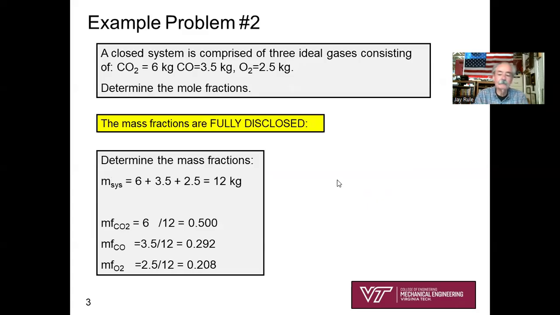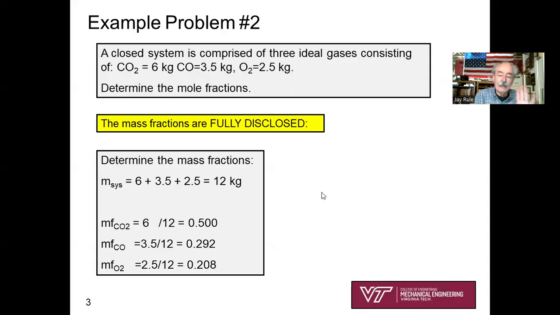Okay, and so here we go. It looks like I've already talked about this slide, haven't I? The mass fractions are really fully disclosed, even though they're not specifically calculated for you. So the mass fraction MF of the CO2 is 0.5. The mass fraction of the carbon monoxide is 0.292, and the mass fraction of the oxygen is 0.208 because we've got a total of 12 kilograms of mixture. So that part was easy, wasn't it?